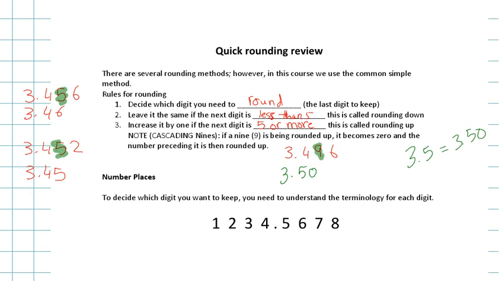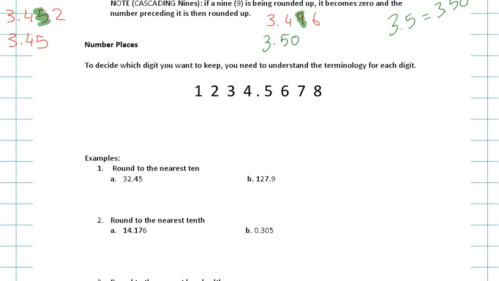Okay? Now, remember the placement. So this is the thousands. So ones, tens, hundreds, thousands, right?